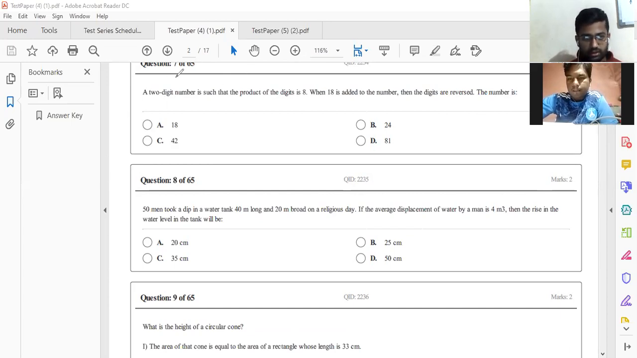Okay, so let's say on your tens place, consider x. And on the unit place, consider 8 divided by x. Why am I considering it like this? Because a two-digit number is such that the product of the digits is 8. So if you multiply x by 8 by x, the x gets cancelled, you will get 8. So the product is 8.